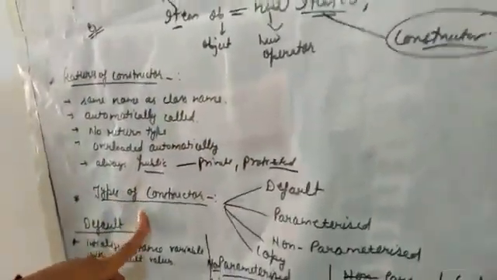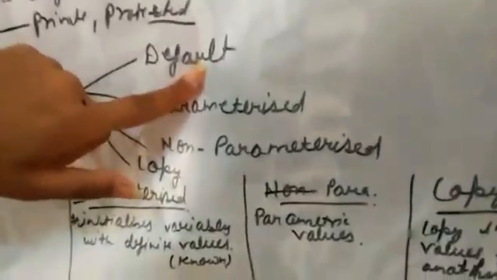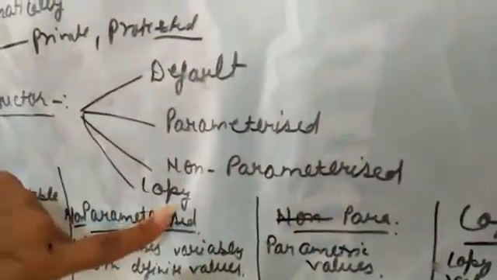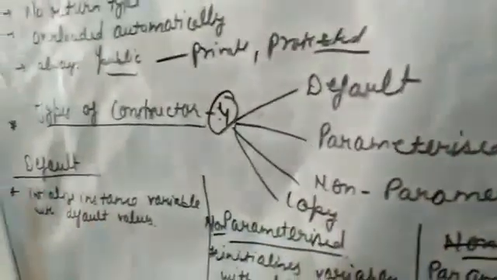Now your next topic is types of constructor. There are basically 4 types of constructor. You can see over here: default constructor, parameterized constructor, non-parameterized constructor, and copy constructor. So basically there are 4 types of constructor. Got it? 4. So number 1 is default.